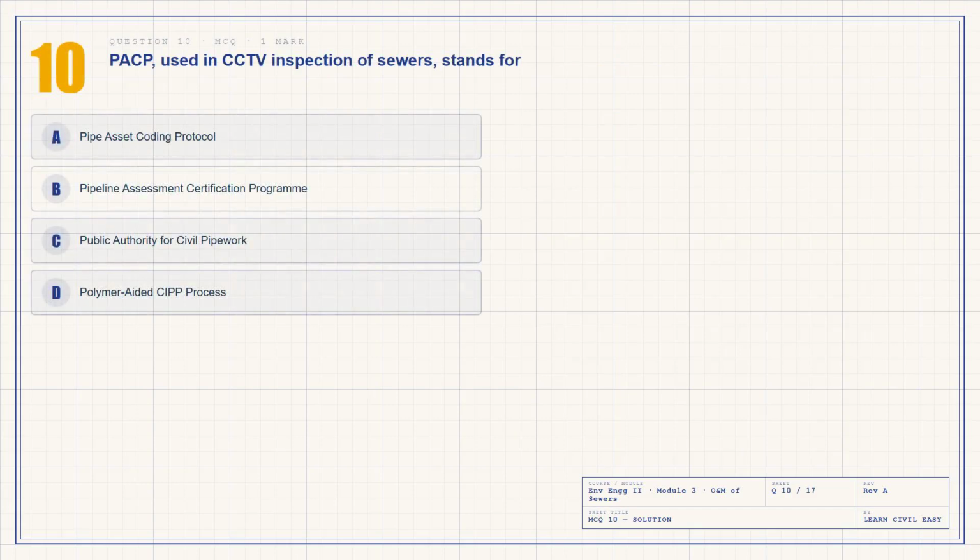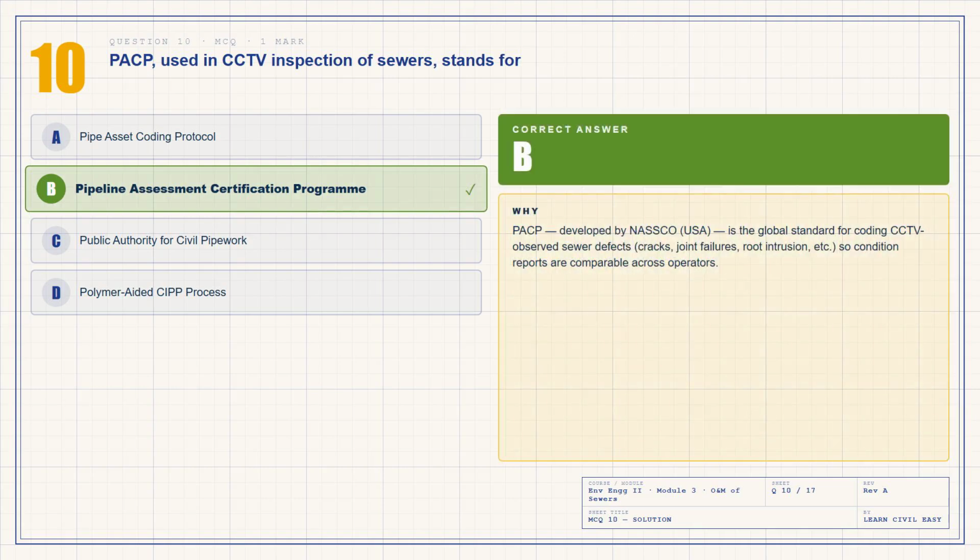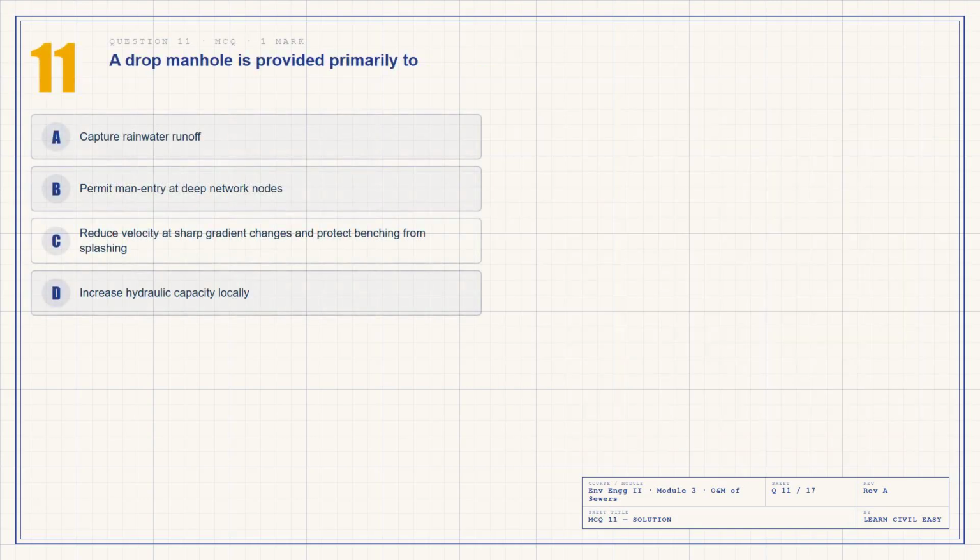Question 10. The answer is B. Pipeline Assessment Certification Program, developed by NASSCO in the United States. PACP is the universal coding system for CCTV observed sewer defects. When the CCTV operator records a crack or root intrusion, the PACP code makes the report consistent across cities and contractors.